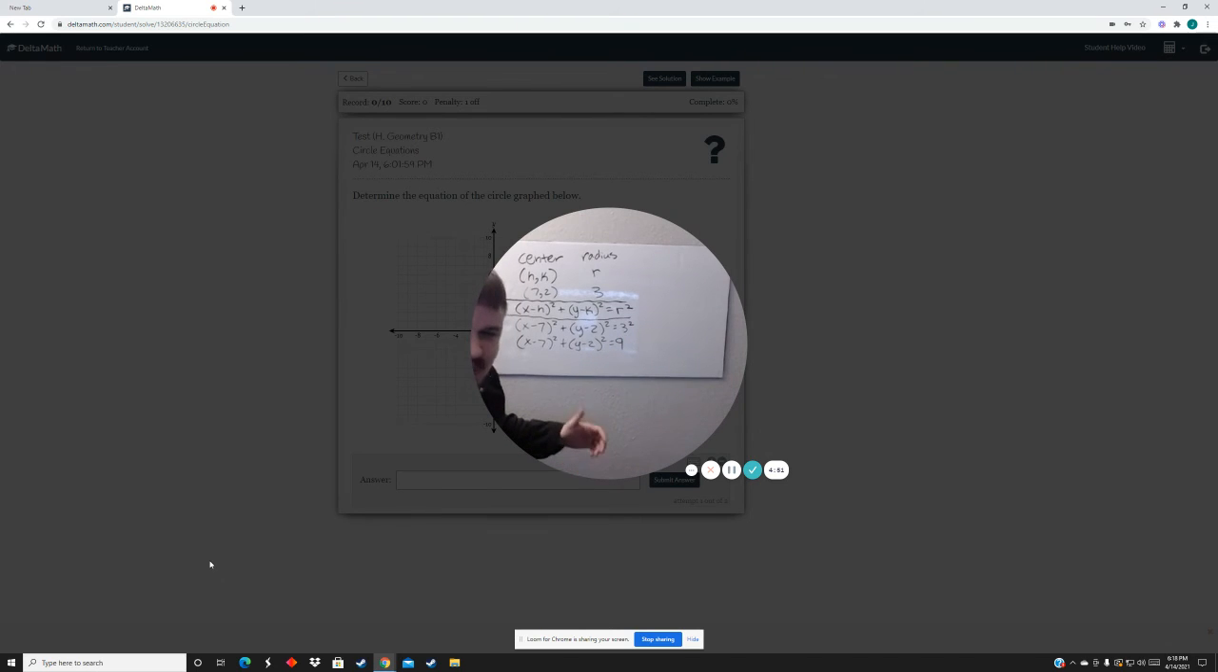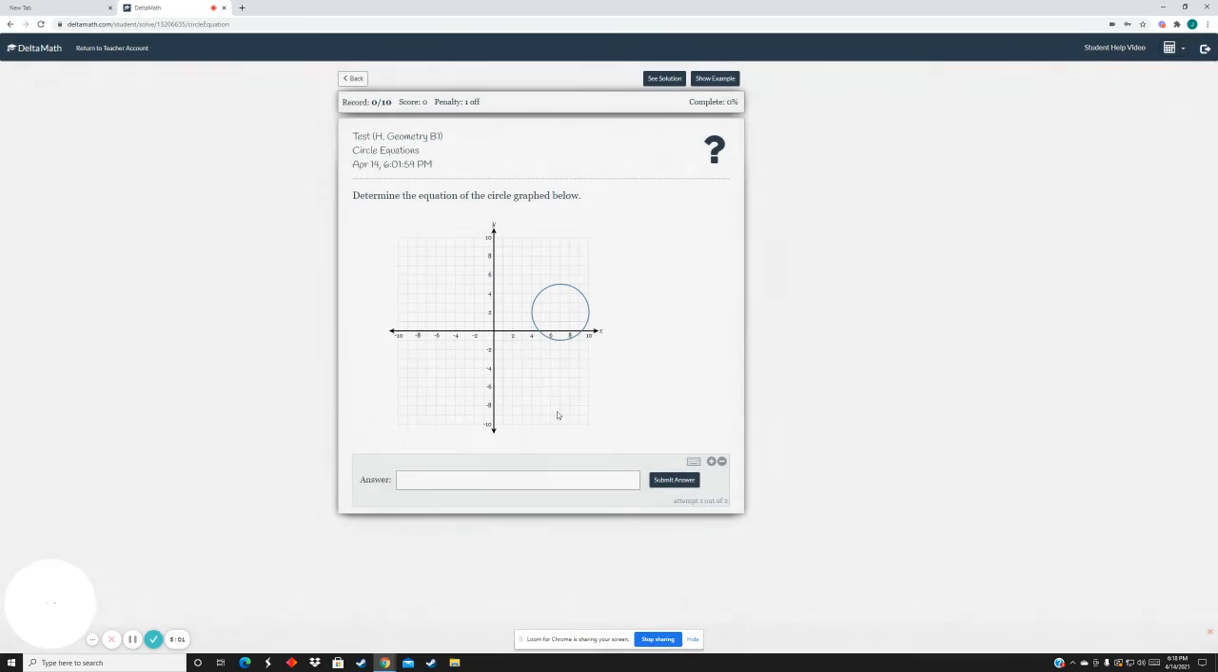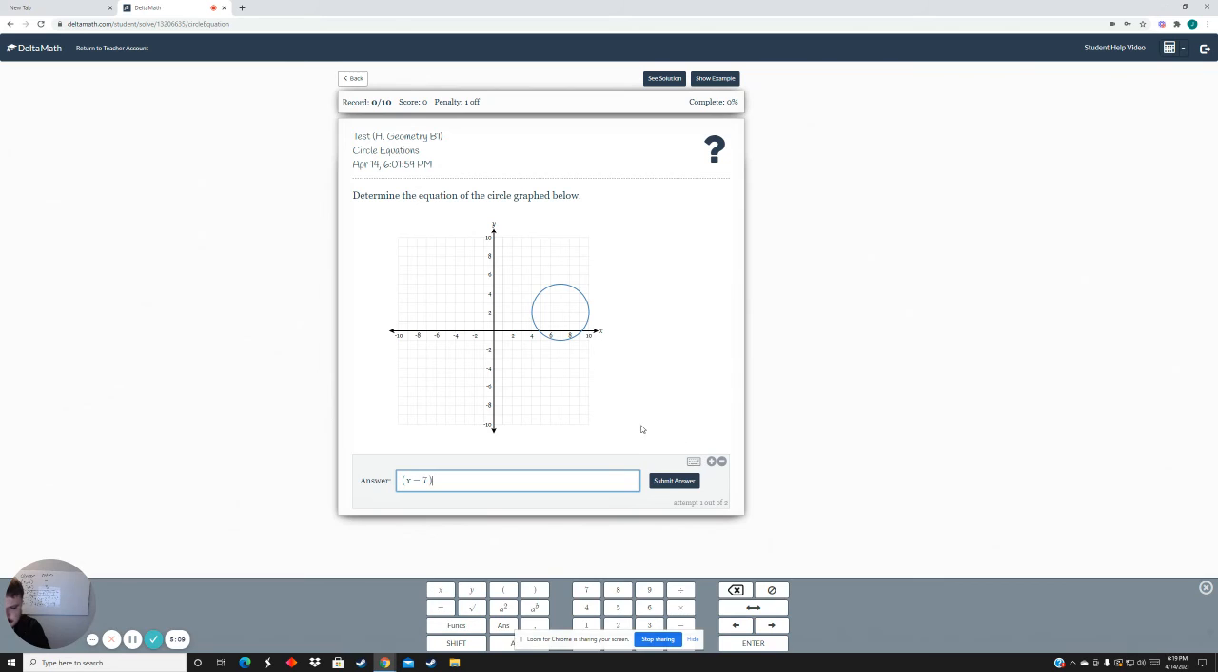So that's all you need to do when you have a graph of a circle and you turn it into an equation. If I was to plug this in, I do (x minus 7) squared plus (y minus 2) squared equals 9.